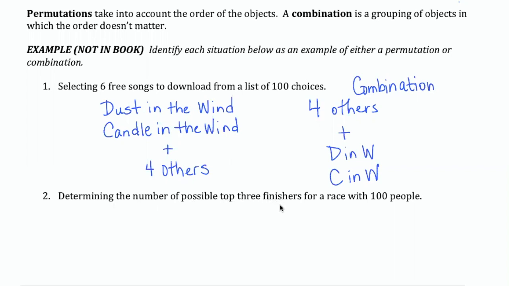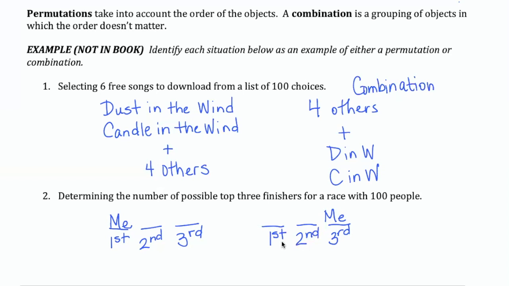Determining the number of possible top 3 finishers for a race with 100 people, is the order important in a race? And the answer is, of course, yes, because you will have a first place, a second place, and a third place finisher. And it definitely seems like a different arrangement if I come in first and somebody else is second, somebody else is third, versus me coming in third. Those are two different race results, and I would need to count each of those. In other words, the order is important, and therefore this would be a permutation.